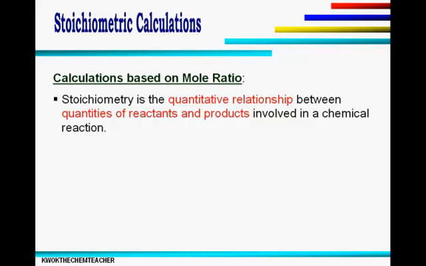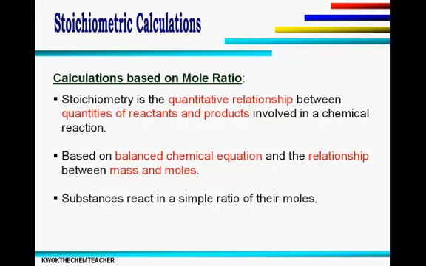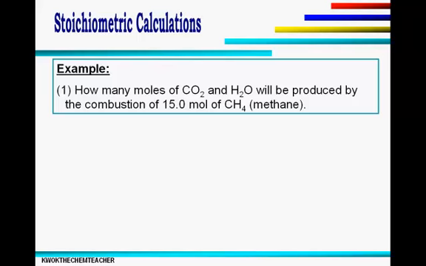Stoichiometry is the quantitative relationship between quantities of reactants and products involved in a chemical reaction. It is based on the balanced chemical equation and the relation between mass and mole. The substances will react in a simple ratio of their moles.